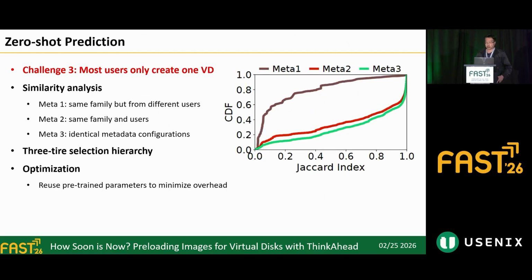Finally, we need to address the zero-shot scenarios. The idea is we try to identify similar images. We first select the images from the same family, the same user, and also identify similar metadata. So if you don't have enough historical traces, you will identify similar images and use them to give you the trace sequences to help you do the training.